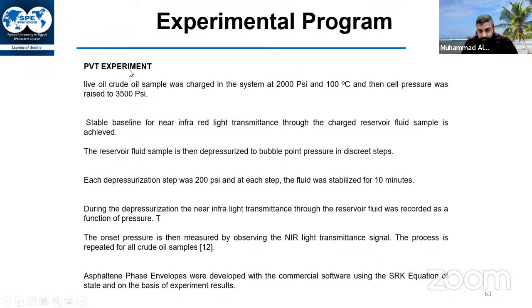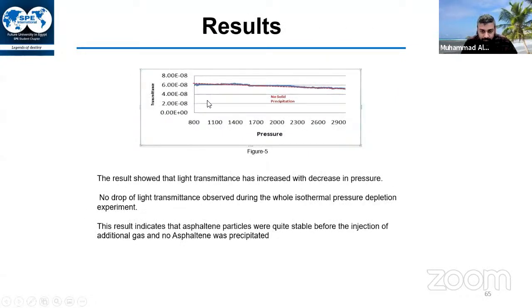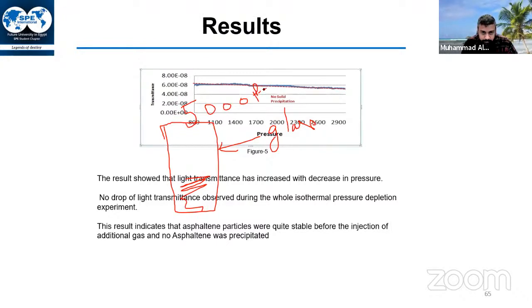Using the PVT equipment, we depressurize the oil and see at what pressure it is formed. This kind of experiment we do, and then we have results like this one. As you can see, this is the light transmittance. We have our sample chamber, which is a glass, with our sample inside at high pressure, let's say 5,000 psi. We have a source of laser light going through the sample, which is recorded through this graph at each pressure.